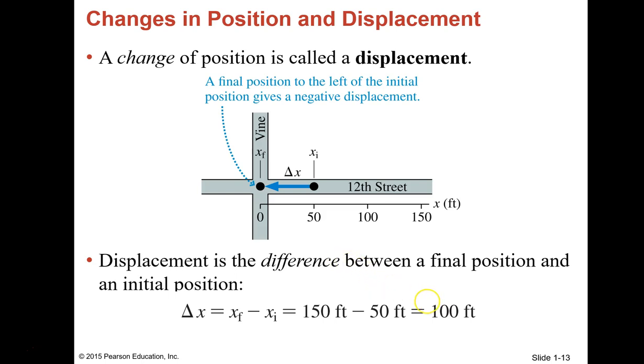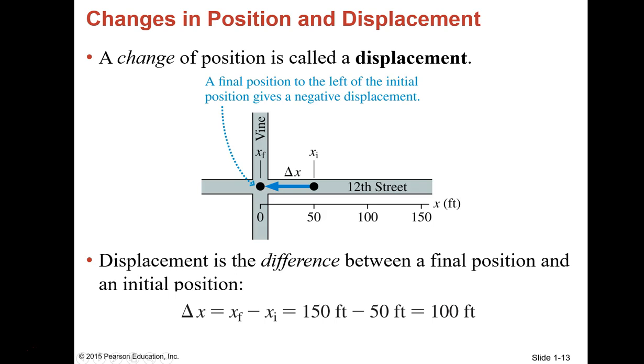Change in position from a given spot is called your displacement. Again, the displacement is simply the difference between the final position and your initial position. So in this case, if we're going to the left here, we have a displacement. If you go around a track, the displacement is the difference between final position and initial position.